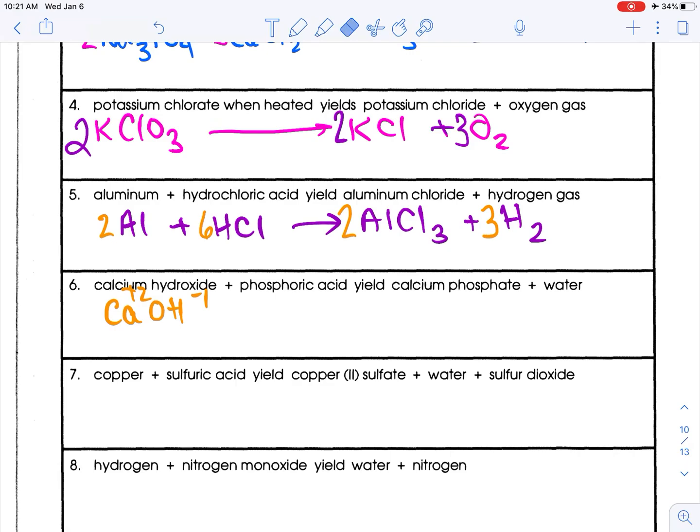Calcium hydroxide, plus 2, minus 1. So we're going to crisscross, and we're going to put that OH in parentheses. Phosphoric acid, that's on reference table K. So you just copy it right down. Don't need to do any changing. Yield calcium phosphate. So calcium is a plus 2. Phosphate is a minus 3. So let's crisscross. Put a 2 there. And water.